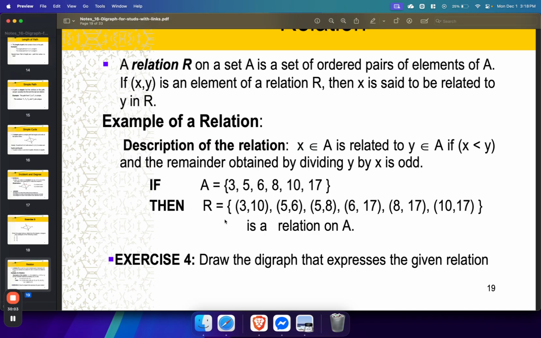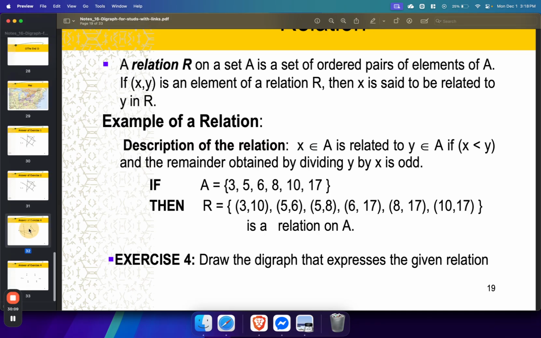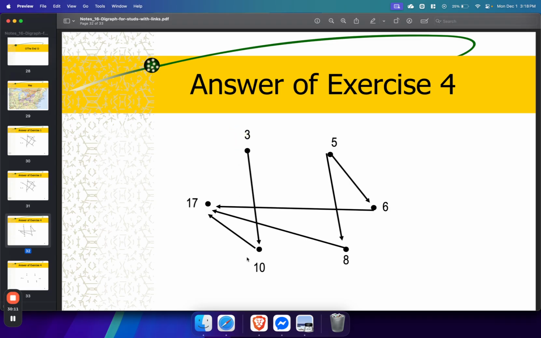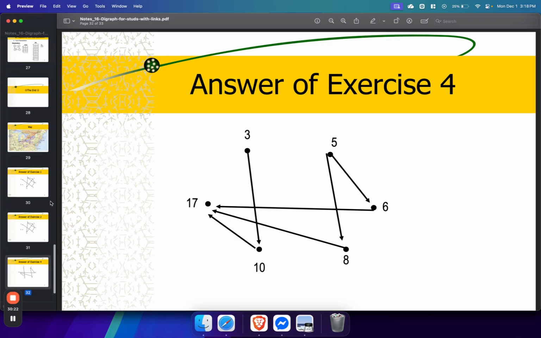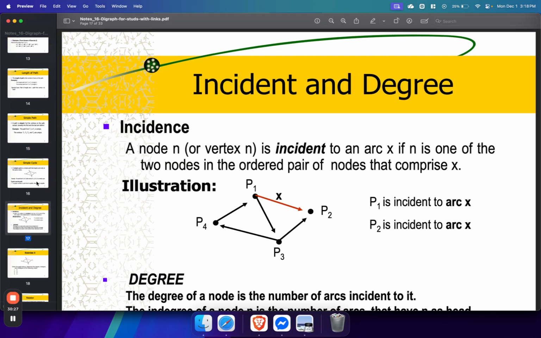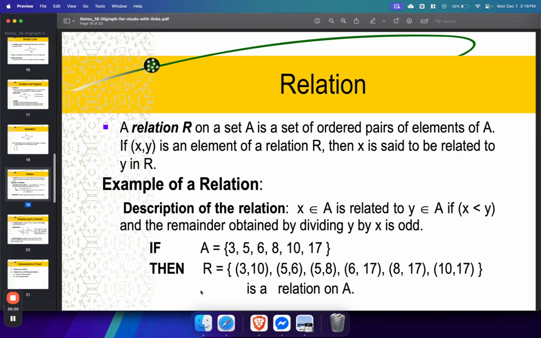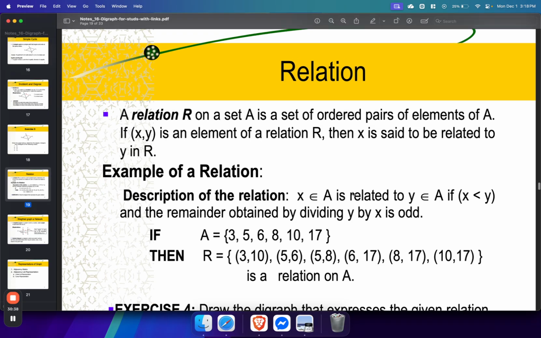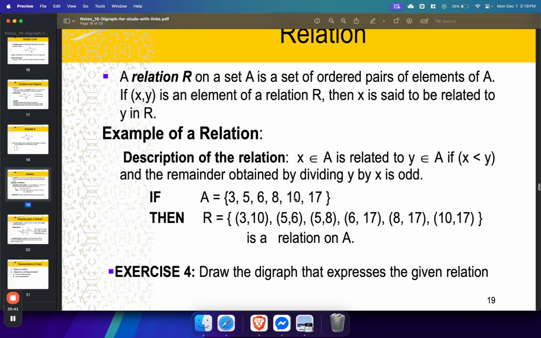Ibaw naman taon saan pag-draw og digraph, di ba? So, let's just take a look at the results. 3 points to 10, 8 points to 17, 10 points to 17, 6 points to 17, 5 points to 6, 5 points to 8. Tanawa imong ordered pairs diri ganina. 3 points to 10, 5 points to 6, 5 points to 8, 6 points to 17, 8 points to 17, 10 points to 17. Muna siya ang atong relationship.